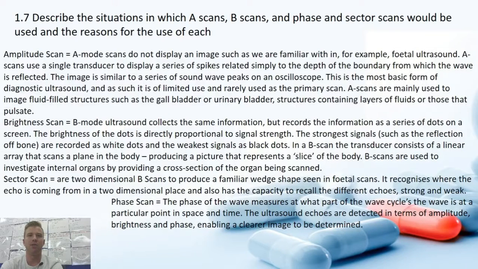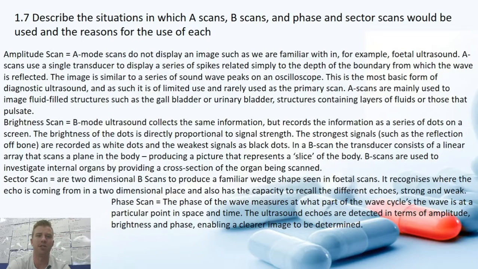1.7. Describe the situations in which A, B scans and phase and sector scans would be used and the reason for the use of each. So I've got each of those four explained in the following slide. I've given a brief description of each. So I'm just going to talk about them briefly.